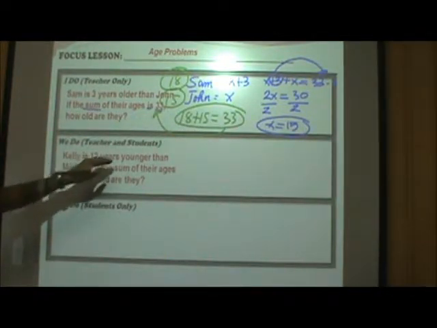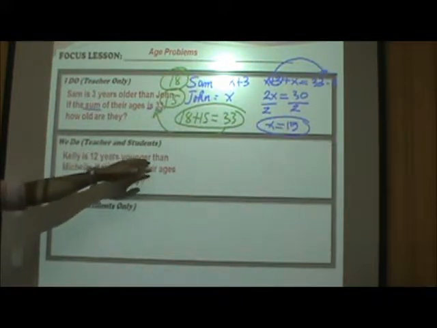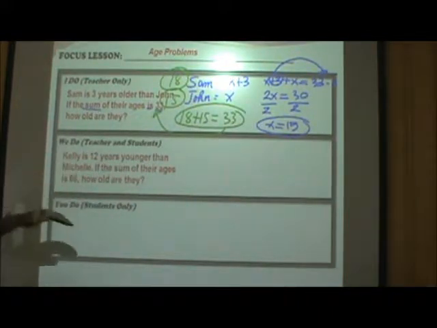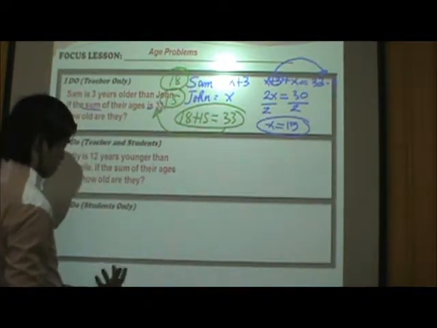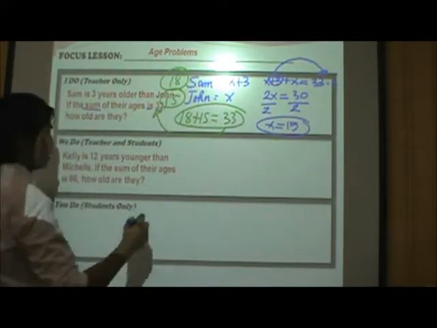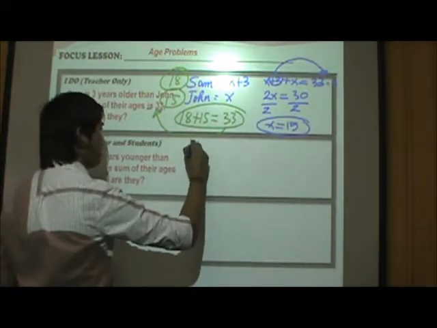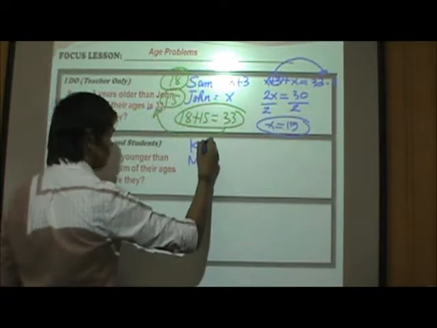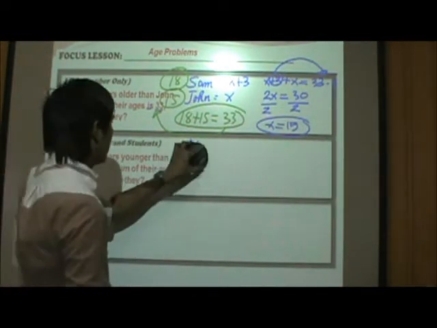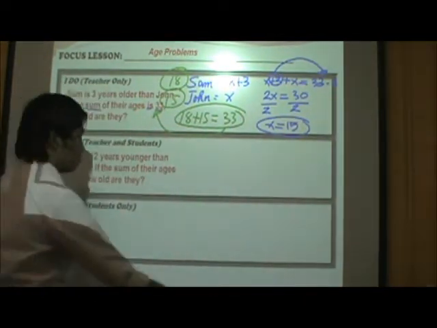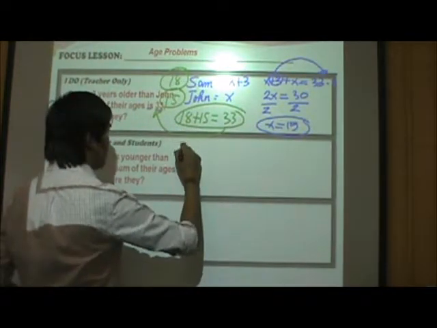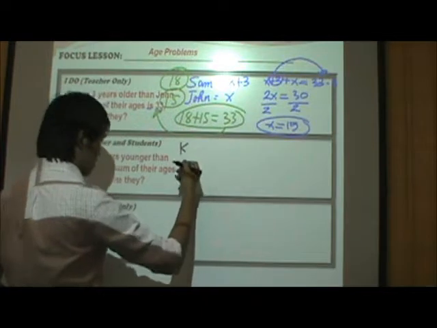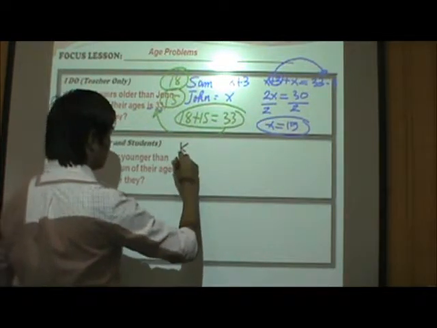Kelly is 12 years younger than Michelle. So right now we got Kelly and Michelle. So I don't want to write a lot of those letters. So I'll go ahead and use K and M. Okay. K and M.